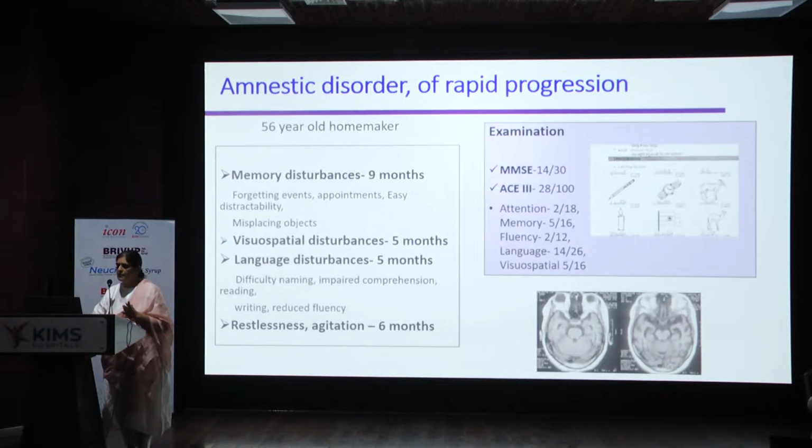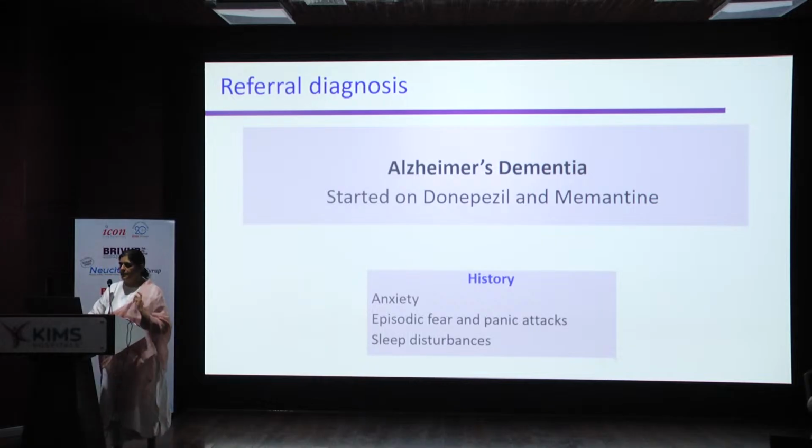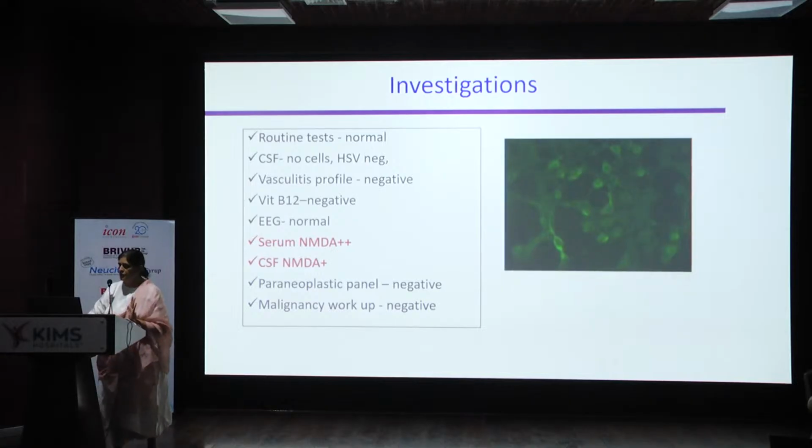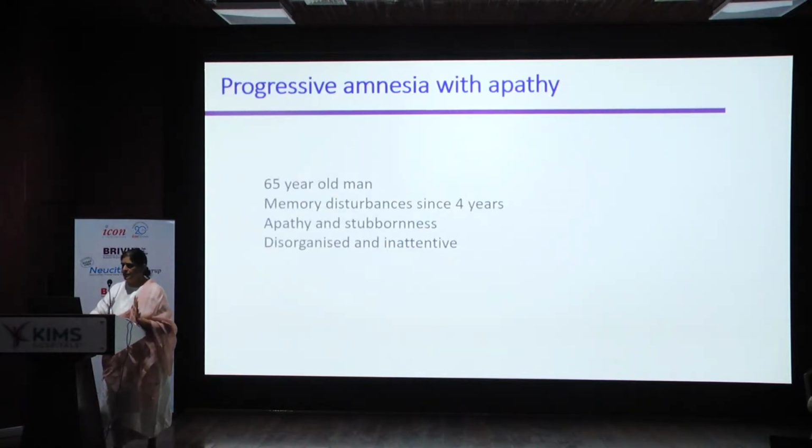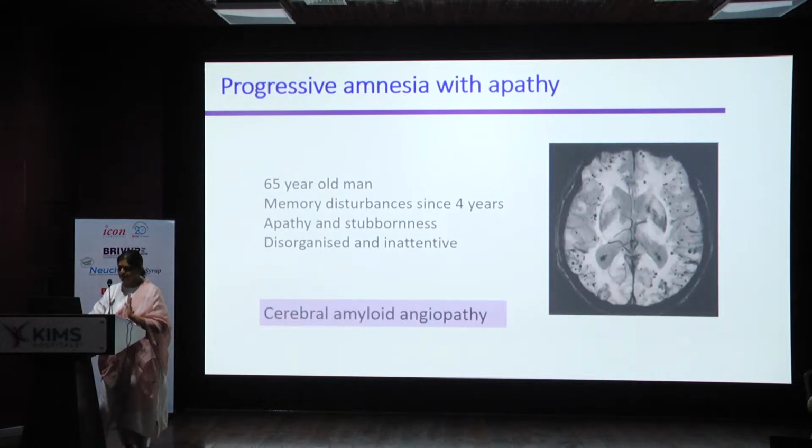Then I'll go through the so-called reversible causes. There was clear anxiety, episodic fear, panic attacks, sleep disturbances, and NMDA was positive. So you can have a chronic presentation of autoimmune encephalitis, and that is something you should never ever miss. And then this patient really improved with immunomodulation. This patient was with apathy and memory loss. You really don't get textbook descriptions. Most of our patients are not reading the textbook. So this was memory loss, apathy, disorganized. Patient had cerebral amyloid angiopathy.